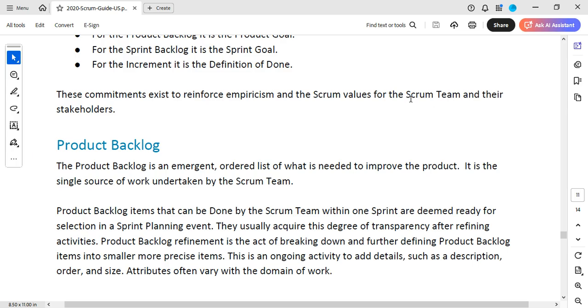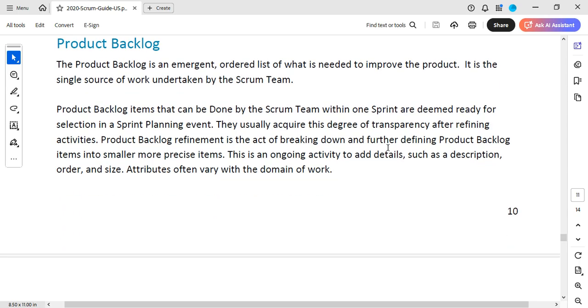So these commitments exist, and everything has to do with what we have experienced, how to go about it, how to improve, and all whatnot. Product backlog. The product backlog is an emergent ordered list of what is needed to improve the product. For example, the product owner wants to build a website that will help people come order their printing products and get it sent to them at home.